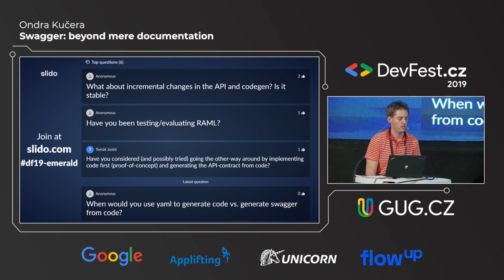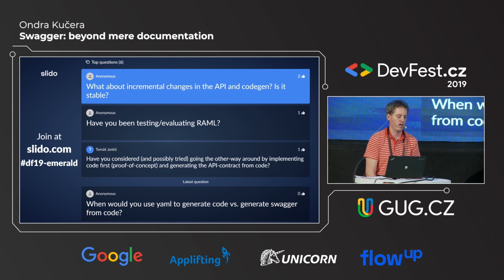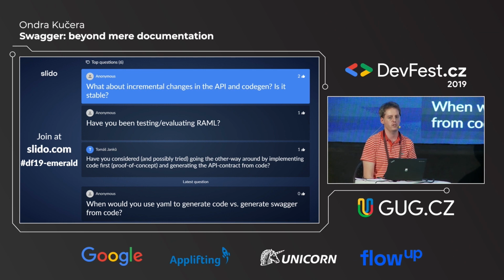What about incremental changes in the API and the code gen? Is it stable? I'm not sure I understand it correctly. In my experience, the code gen is quite stable. We've used it in several projects, and I was glad that we did. But I don't see the connection between incremental changes in the API and stability of the code gen. So maybe come find me later, and we can discuss that.